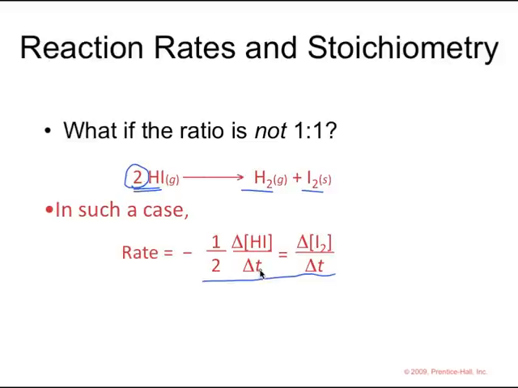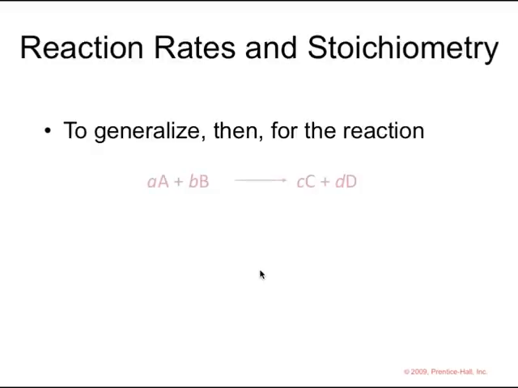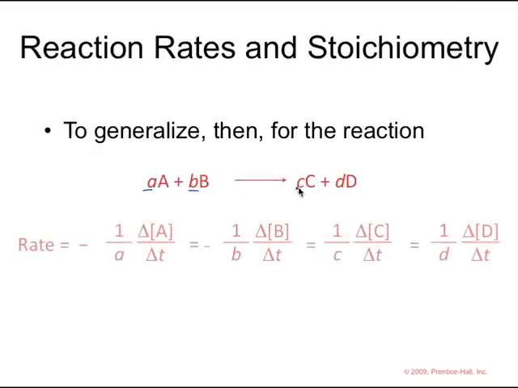We can look at a general equation. If we have the equation lowercase a, capital A, what this means is that the coefficients are the lowercase letters, with the molecules or chemical compounds being the capital letters. So negative 1 over little a, change of A over time, is equal to negative 1 over little b, change of B over time, and so forth. And that just helps you relate stoichiometry back to the rates.